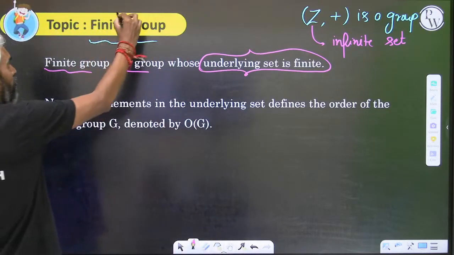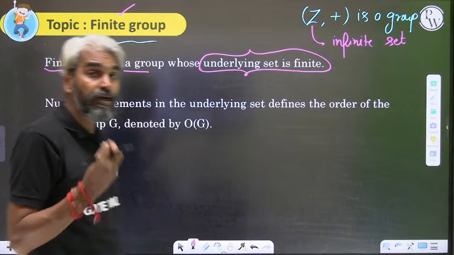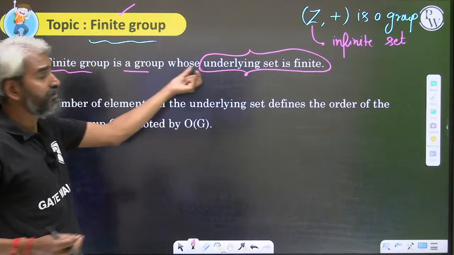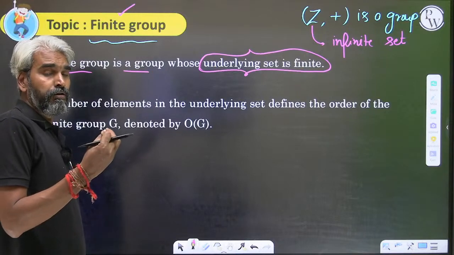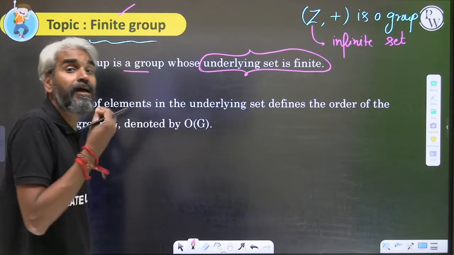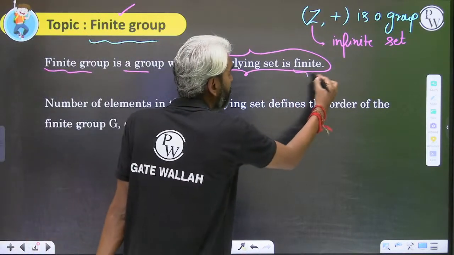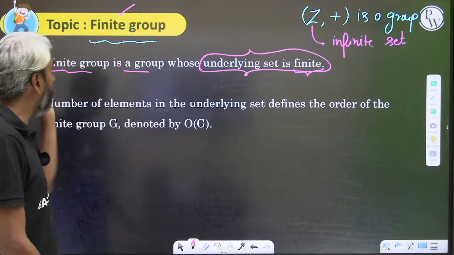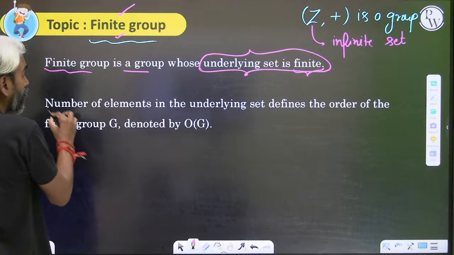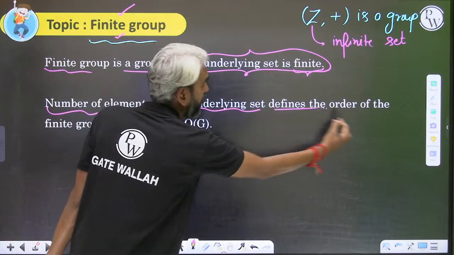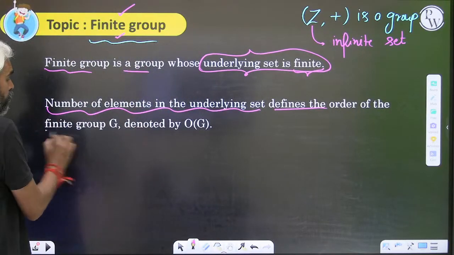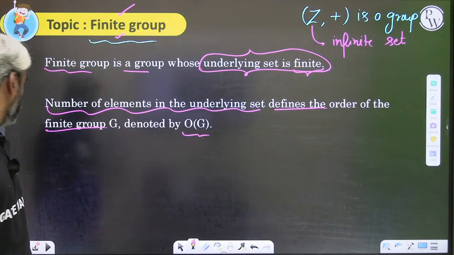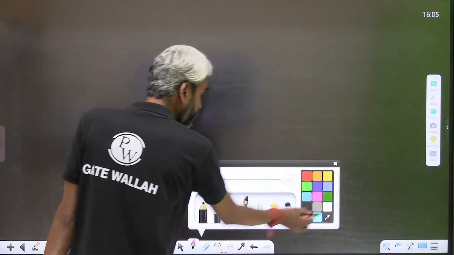Now, if we have a finite group, we will also define the order of the finite group. So if the underlying set is a finite set, then we will know how many elements are there in that finite set, and the number of elements in the finite set will define the order of the finite group. So the number of elements in the underlying set defines the order of group G. So generally I denote it using order of G. Okay. Anyway, so let's look at some examples.